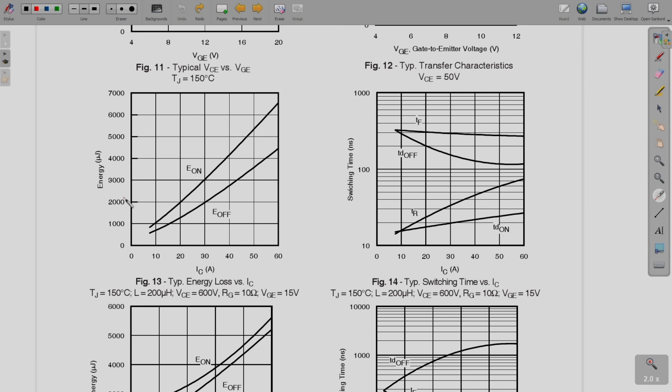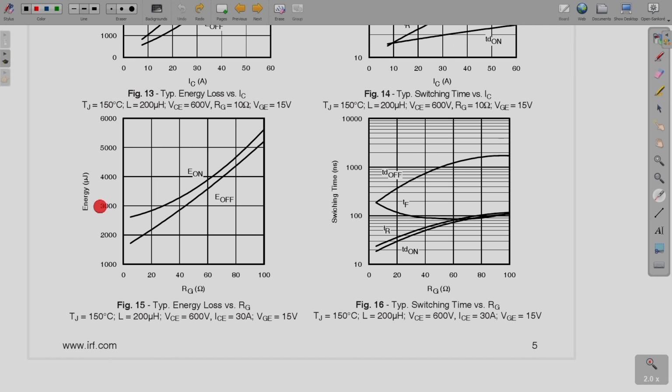Then next is these losses with respect to your collector current. So, you can see that the turn on losses increase with collector current, and turn off losses also increase with collector current. And the switching times, how they change with collector current: you can see that for TF there is not much change, delay time reduces, and rise time and TD on, the delay in on time, are increasing with your collector current.